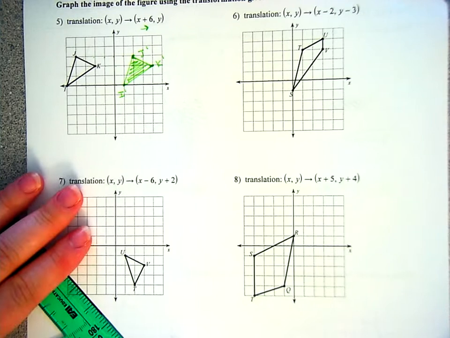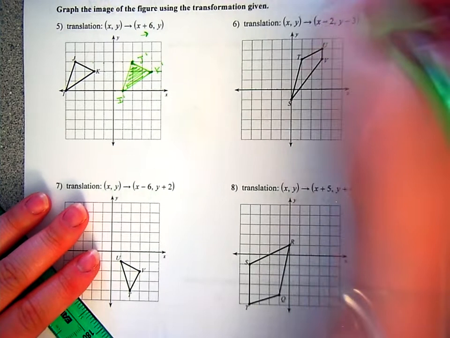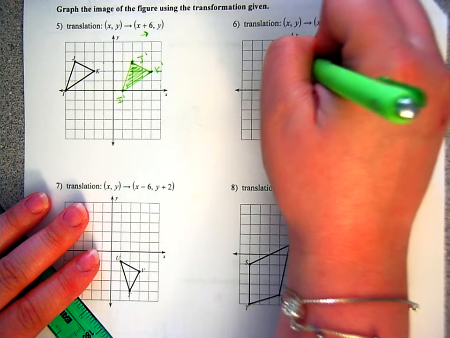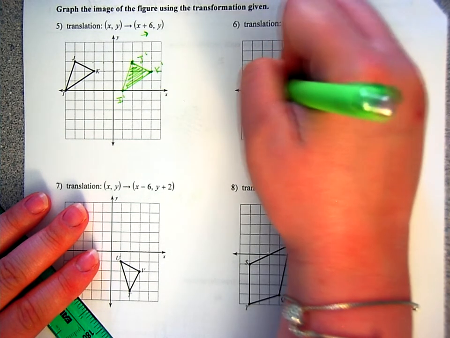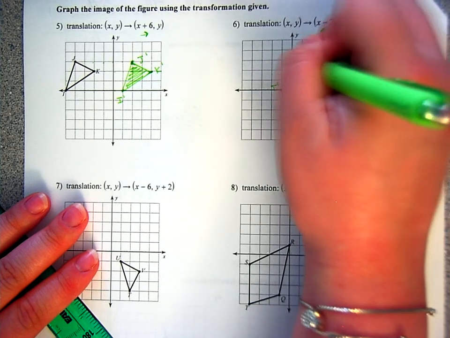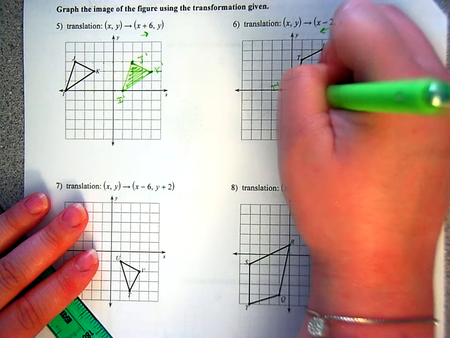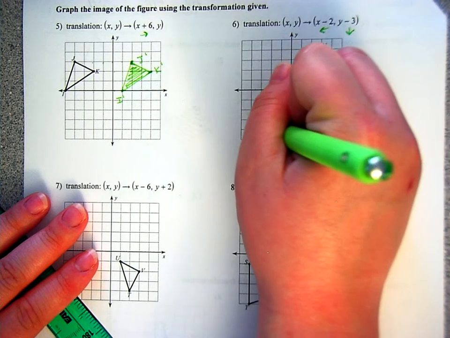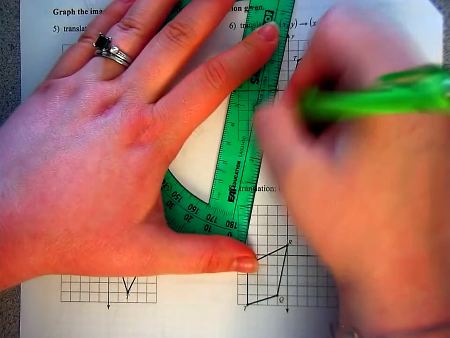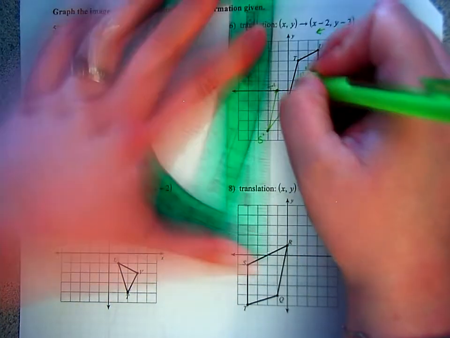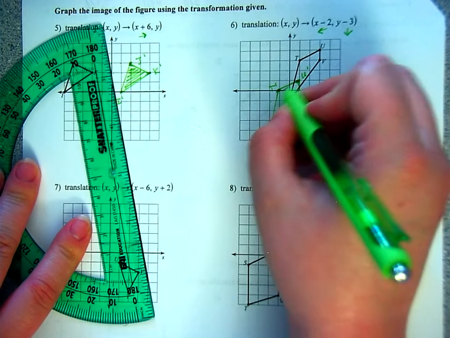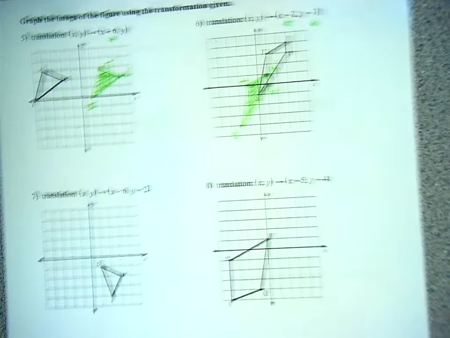Number 6 is asking us to do the same thing. We're going left 2 and down 3. So T is going to go to the left 2, down 3. That's T prime. U is going to go to the left 2 and down 3. So this is U prime. V goes to the left 2, down 3. This is V prime. To the left 2, down 3. So this is S prime. Once I have all my vertices, I am connecting them with my straight edge. And then I am shading in that part of the image that doesn't overlap.